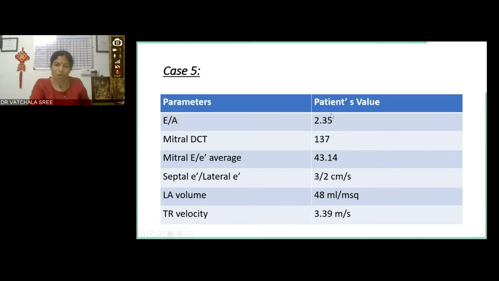So those two numbers I just want you all to remember. I mean, the TR velocity and the septal E dash and LA volume. LA volume is nowadays gaining more importance, but I think the two numbers that I'm going to remember are the mitral E by E dash average and the E by A ratio. Okay, so clearly this lady has got grade 3 diastolic dysfunction. Again, this number is not telling us any good news about her, and we have to be really aggressive in her heart failure and diabetic management.